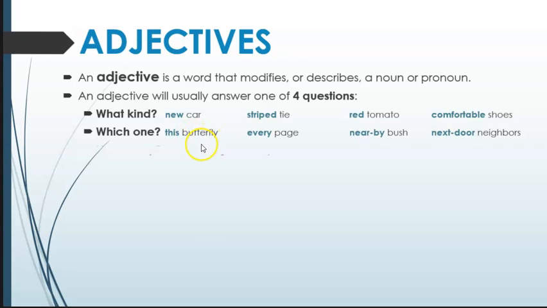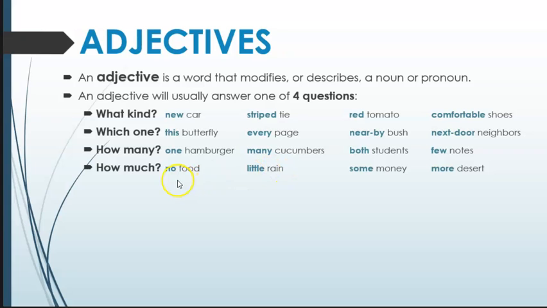or which butterfly. How many is another question they answer. So numbers, amounts of things, one hamburger, many cucumbers, both students, few notes. In these cases, few, both, many, and one are modifiers, telling us how many hamburgers, how many cucumbers, how many students, or how many notes. And then how much is something, like no food, or little rain, or some money, or more dessert, telling us how much food, or rain, or money, or dessert we are talking about.